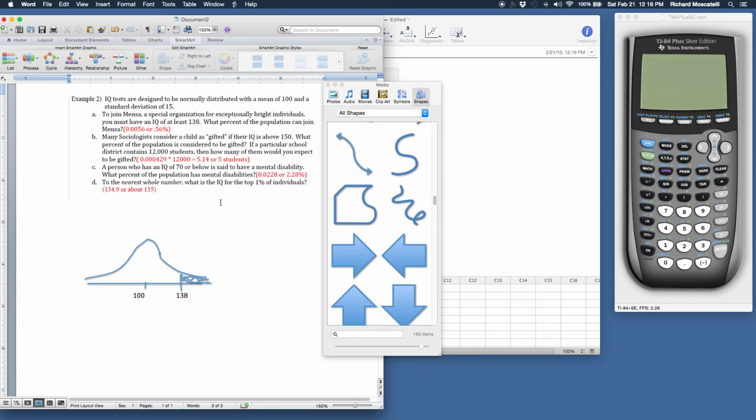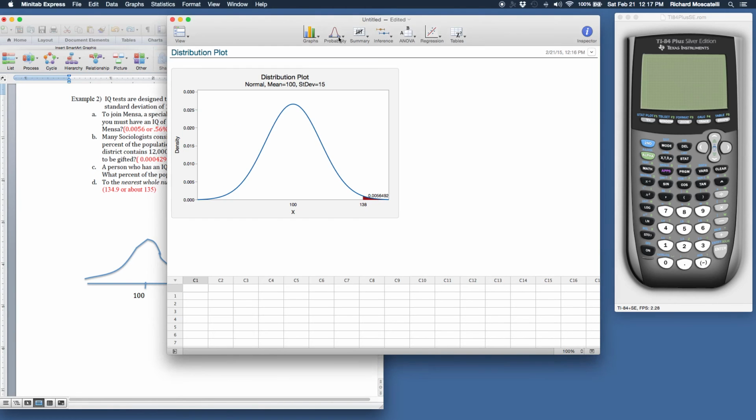Alright, well, the next question, it's virtually identical. It says, many sociologists consider a child as gifted if their IQ is above 150. So instead of having a 138 here, change that to 150. It says, what percent of the population is considered to be gifted? So change this to 150 instead of 138. You go back to Minitab and rework that probability.